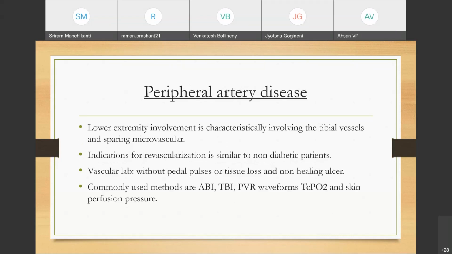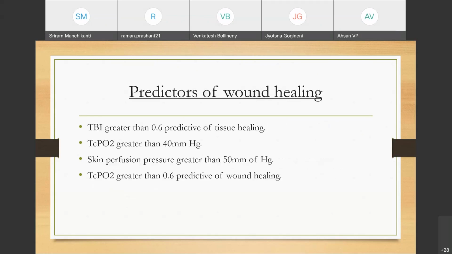The indications for revascularization are similar to non-diabetic patients, which include critical limb lesions or those presenting with acute limb ischemia. So any patient with non-palpable pedal pulses, tissue loss, or non-healing ulcers needs to be evaluated in the vascular lab. Commonly used methods are the ankle brachial index, which is less reliable in a diabetic patient because of extensive calcification of the tibial vessels, and ABI may commonly be non-compressible. So in these patients, a toe brachial index, pulse wave waveform, TcPO2, which is the tissue concentration of oxygen, and skin perfusion pressure are commonly used.